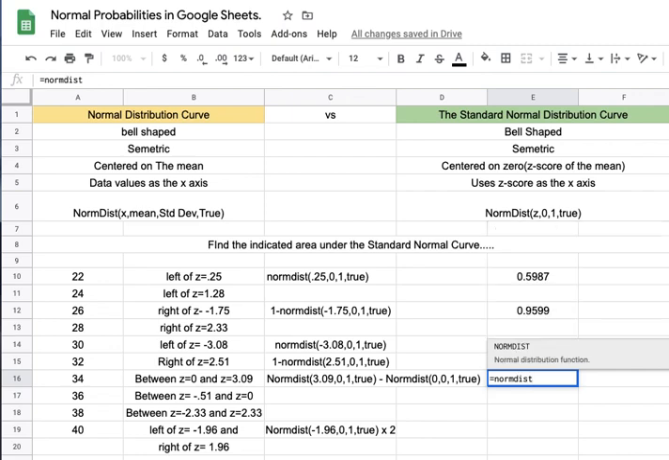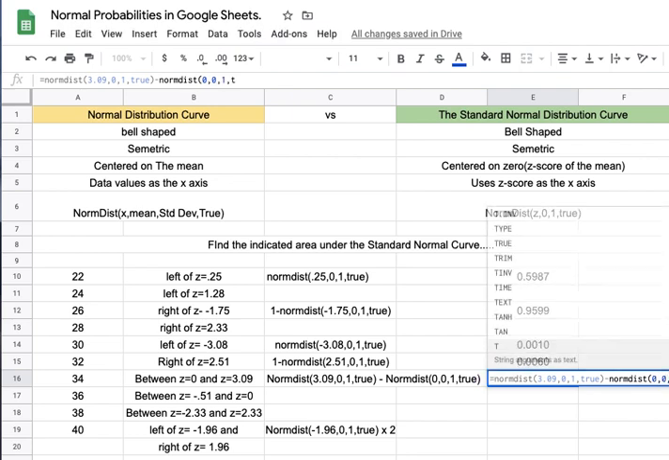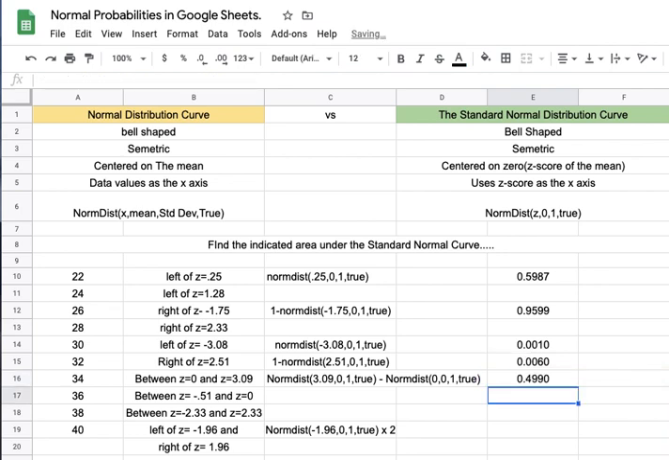Norm distribution 3.09, comma, 0, comma, 1, comma, true, minus normal distribution 0, comma, 0, comma, 1, comma, true. I apologize, it went off the screen there a little bit. And we're going to hit enter. And we are going to get an answer of 0.4990. That is the correct answer in the textbook.